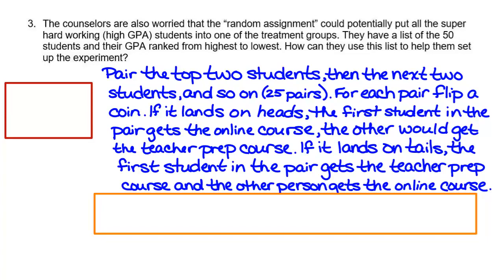If it lands on heads, the first student in the pair gets the online course, the other would get the teacher prep course. This is really important: you talk about what happens to both people if the coin lands on heads. But just as important, you have to talk about what happens if the coin lands on tails. So if the coin lands on heads, you have to assign both people. Make a decision. Assign them to their groups. If it lands on tails, you make the opposite assignment. But you have to explicitly and clearly state this. You cannot leave any of this up for the imagination.